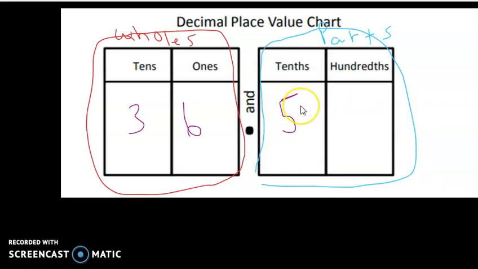Now, how much would this be if you had change, if we were working with money? It would be 50 cents. You have nothing in the hundredths place. You'd have 5 dimes. Each dime is worth 10 cents. One more, and then we'll move forward.